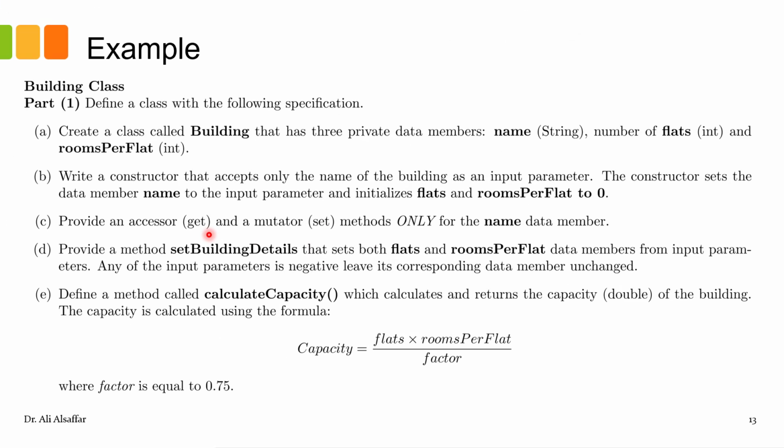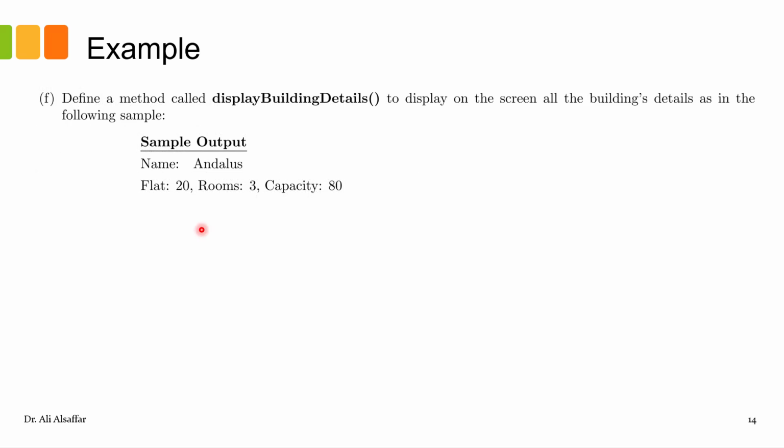Now let's turn to the next page. In the next page, we have a remaining part to define a method called display building details to display on the screen all the building's details. So this is the name of the method, and since all it does is printing, there is no return value and the return value will be void.